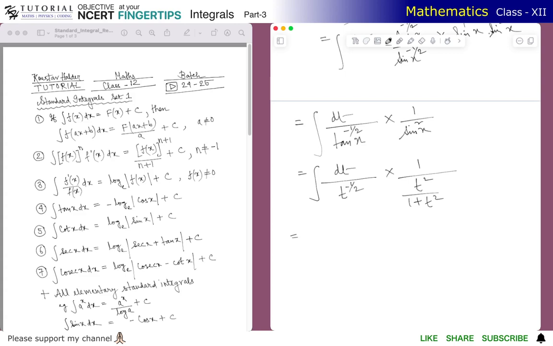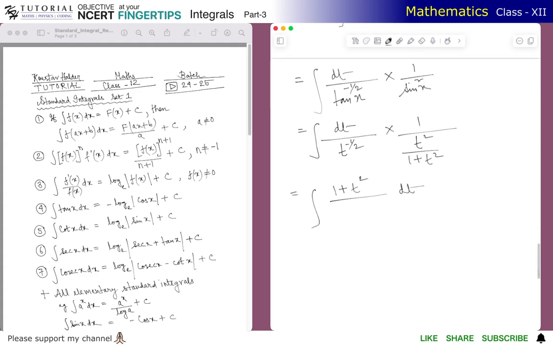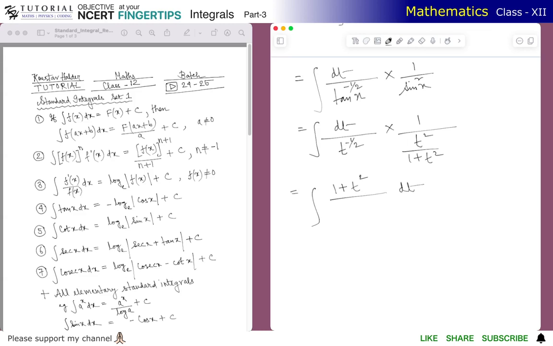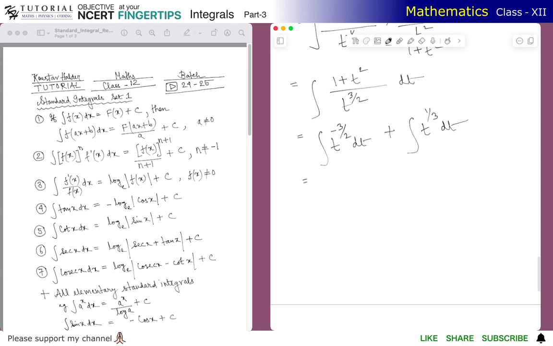So this becomes 1 plus t square divided by t square, to the power 3 by 2. Now this becomes this plus 4 4. So this becomes plus 1, 2, that's half.